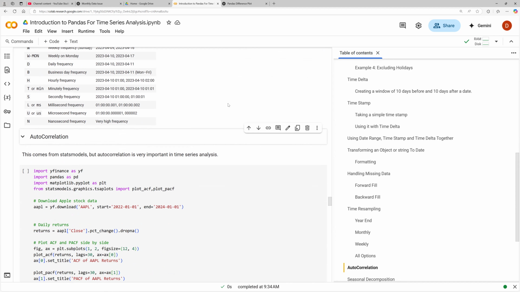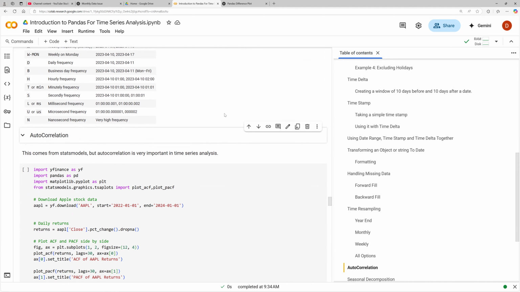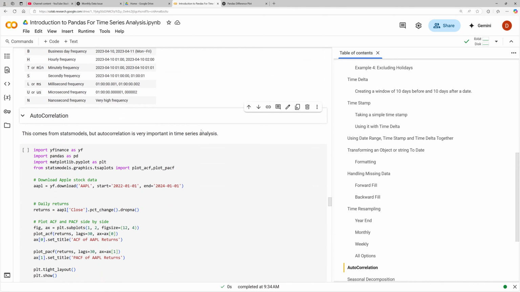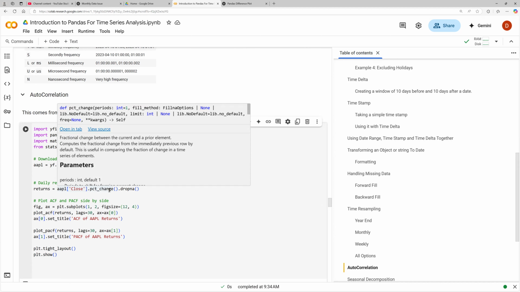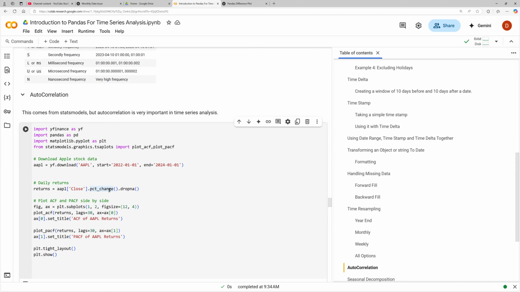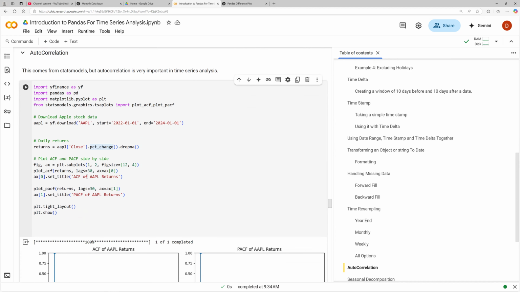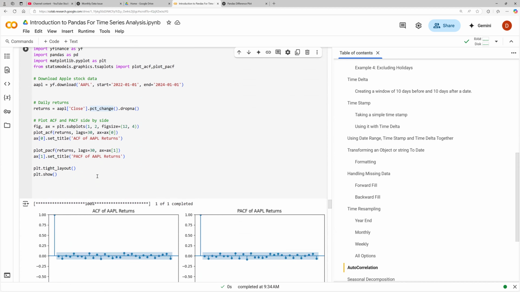Now we're going to be talking about autocorrelation. This comes from the statsmodels package, but I think it's important to mention. When we do something like autocorrelation, it's good to transform the data, okay? Percentage change in this case. If we're working with stock market data, definitely percentage change. And then we do this for Apple, the ACF and PACF of returns, right?